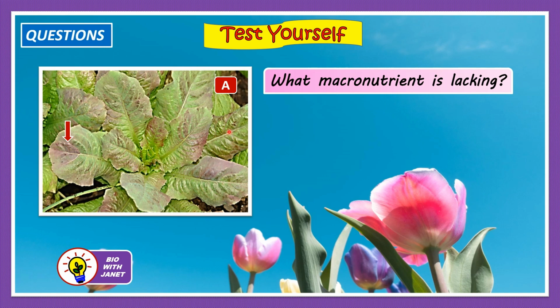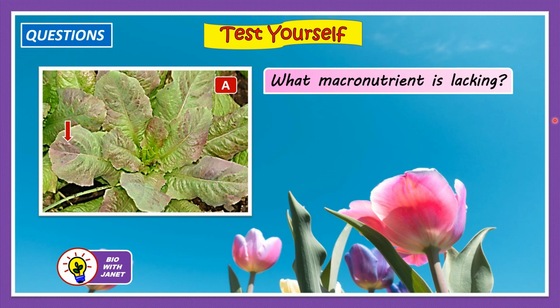So lettuce is a type of vegetable that we eat in salads, right? It's usually eaten raw. And here you can see that the lettuce leaves are still green, but there are spots here, right, of a different color. Now, what macronutrient is lacking here, based on what you have studied earlier about macronutrients?